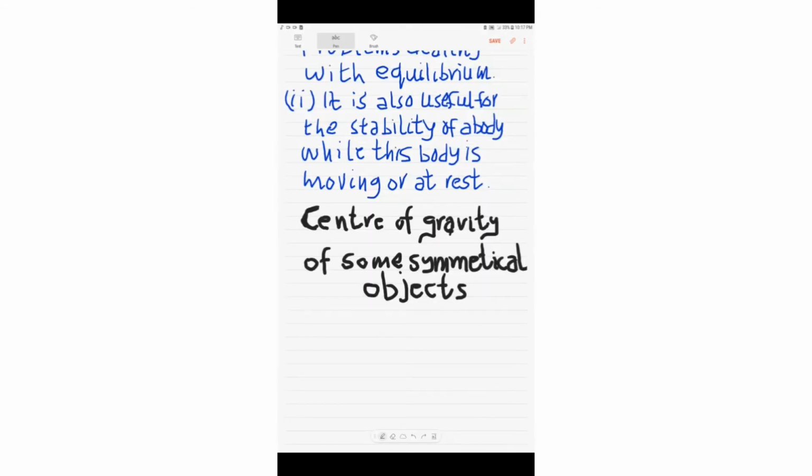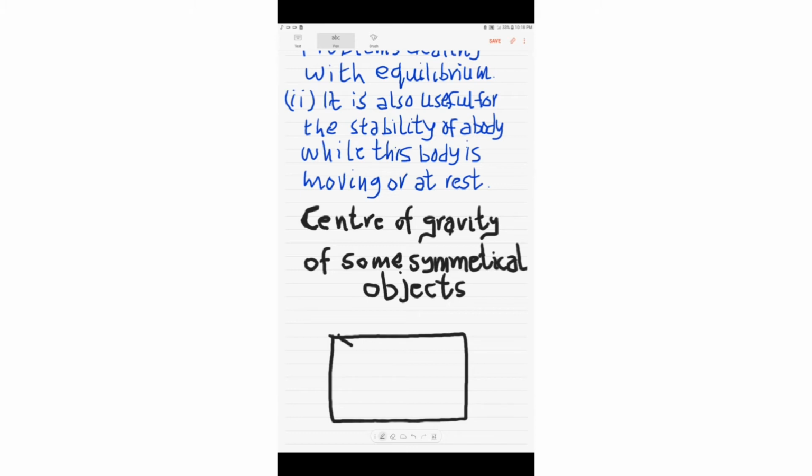Center of gravity of some symmetrical objects. The objects which have regular shapes are known as symmetrical objects. If an object is rectangular in shape, its center of gravity can be found by joining its diagonals.